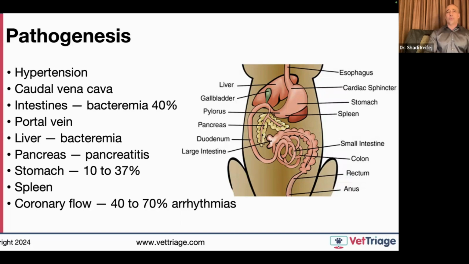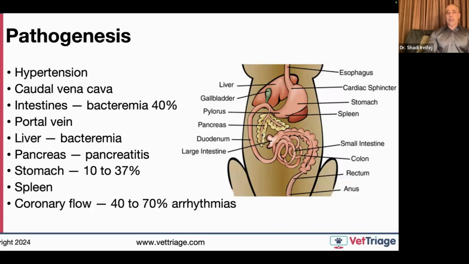The pancreas will get roped into the stomach just by the anatomy, as you can see in the picture there, and so pancreatitis is a concern. And stomach compromise can be seen in somewhere between 10 and 37% of these cases, where the vascular supply of the stomach has been affected.